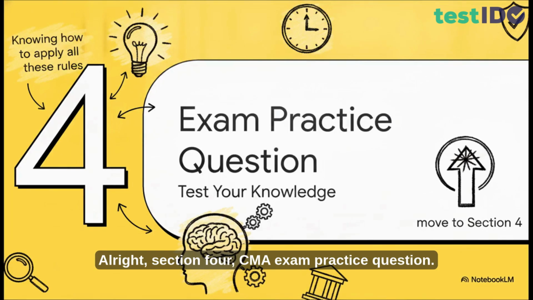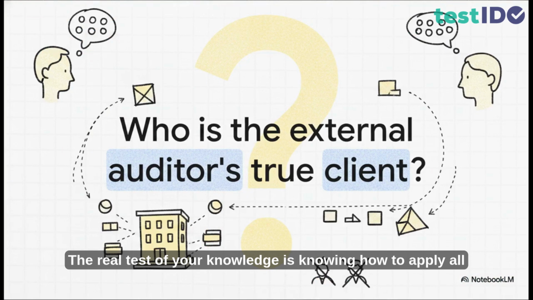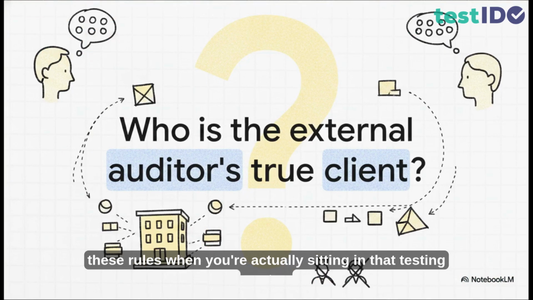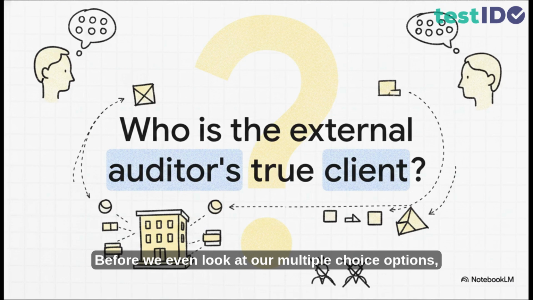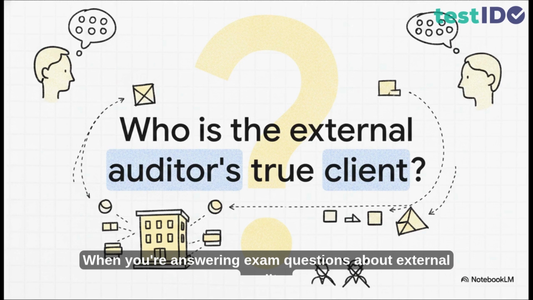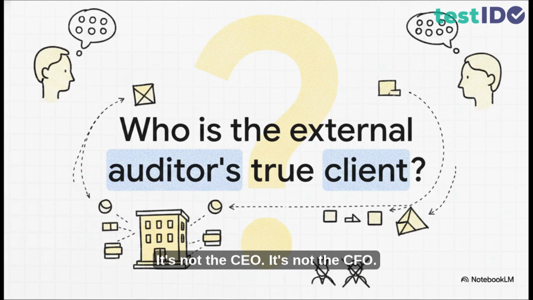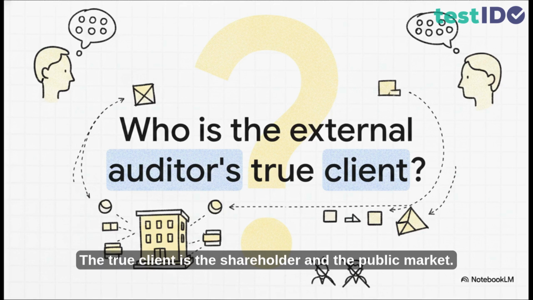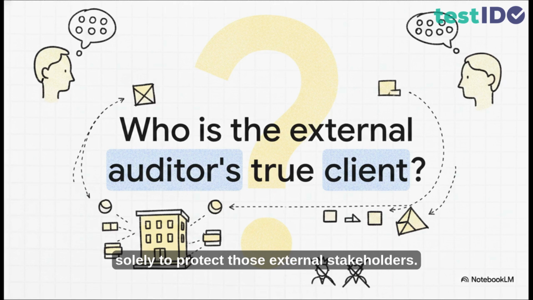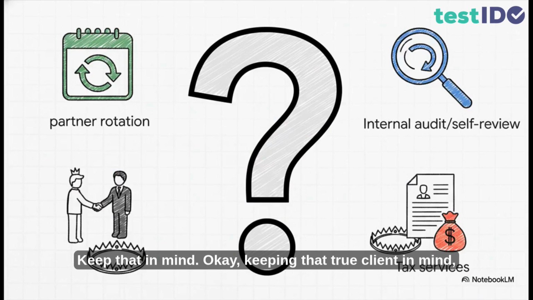All right, Section 4, CMA exam practice question. The real test of your knowledge is knowing how to apply all these rules when you're actually sitting in that testing center. Before we even look at our multiple choice options, I want you to burn this core question into your brain. When you're answering exam questions about external audits, always ask yourself, who is the external auditor's true client? It's not the CEO, it's not the CFO. The true client is the shareholder and the public market. Every single strict rule we've discussed today exists solely to protect those external stakeholders. Keep that in mind. Okay, keeping that true client in mind, let's walk through a classic CMA-style question together.